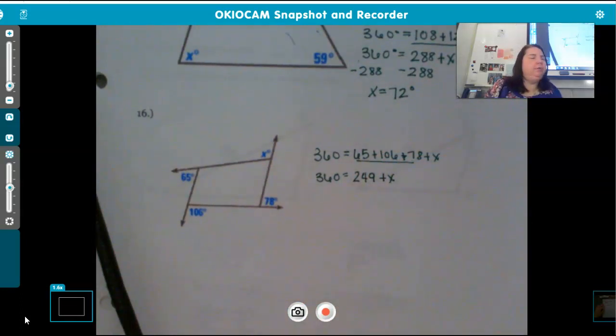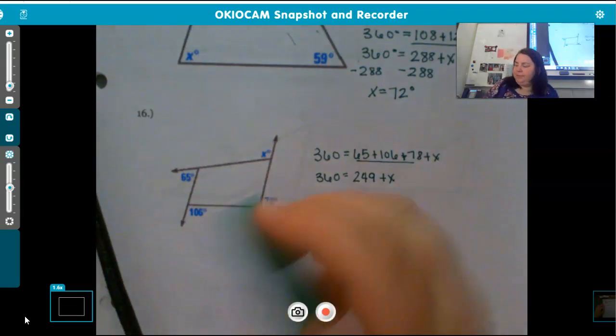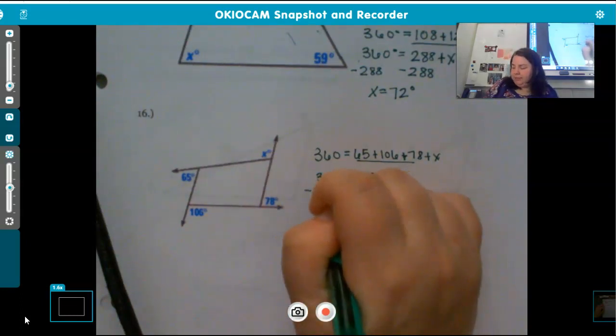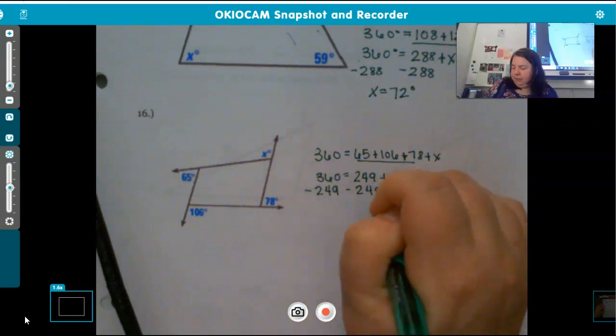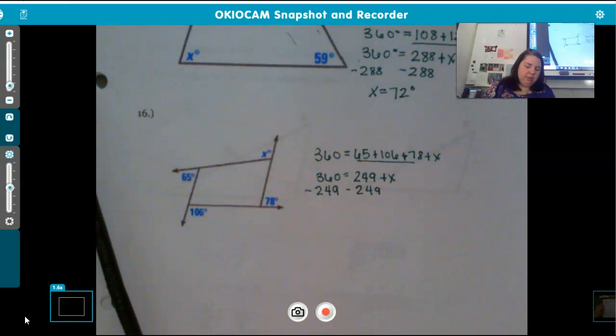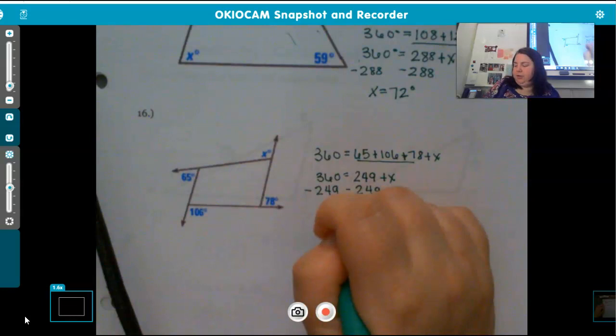So 249 plus x. What's the last step? What's our last step? Subtract 249 from both sides. So somebody put 360 minus 249 in your calculator. X equals 111.